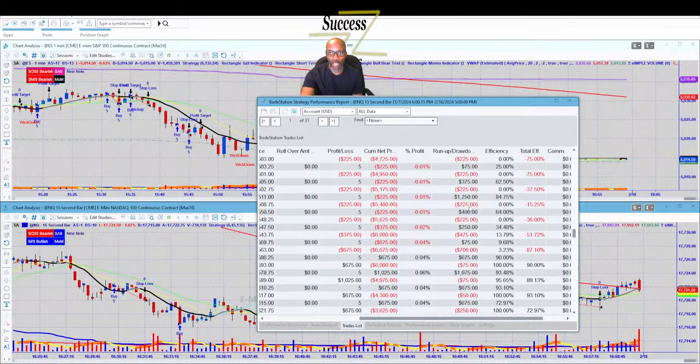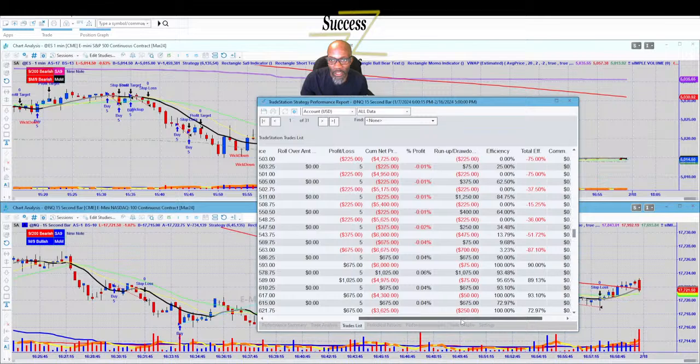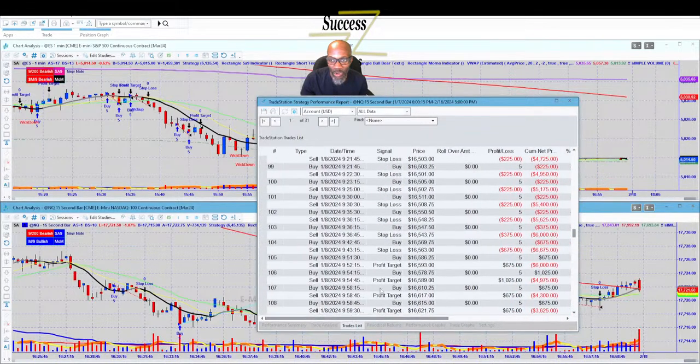Made 1250, lost 225. Drawdown was 325, took 375. Gotta get my rows right, because why does this seem like 700? Why is it drawing down that much?